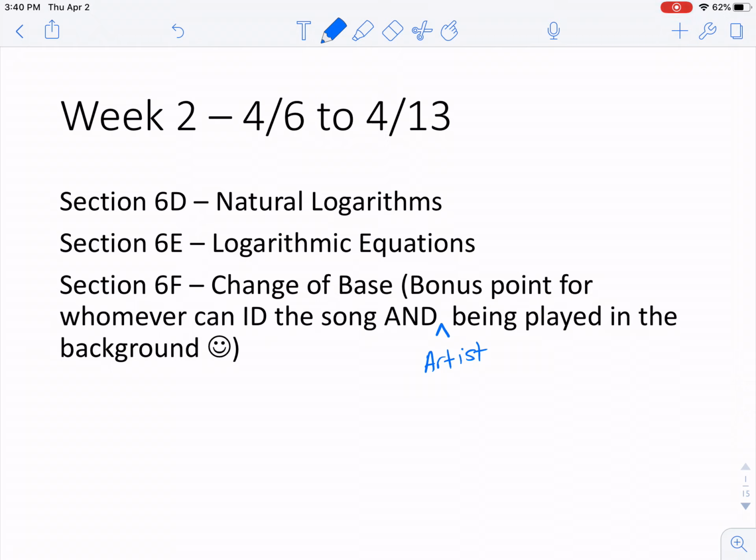So let's go ahead and get started. I'm going to do this the same way I did last week. I've got a series of examples for you. I'll work them out. We'll explain them. There's going to be a little calculator thing that you're going to need to do, because you are going to need to use your calculators as we start to move forward in this.